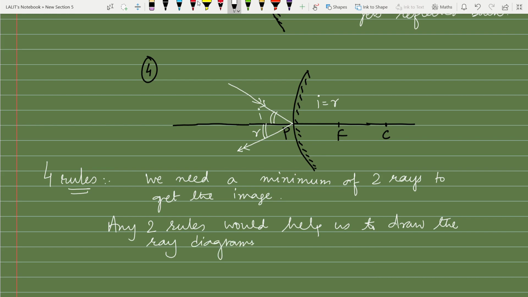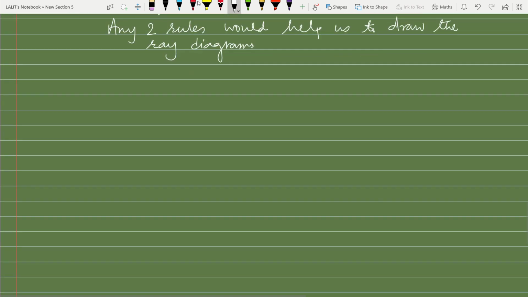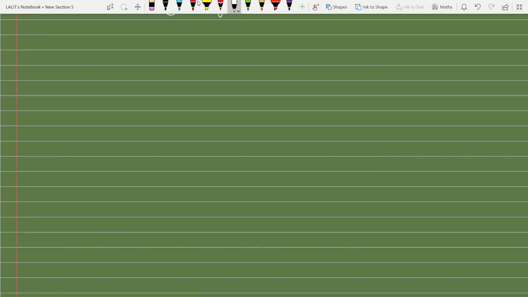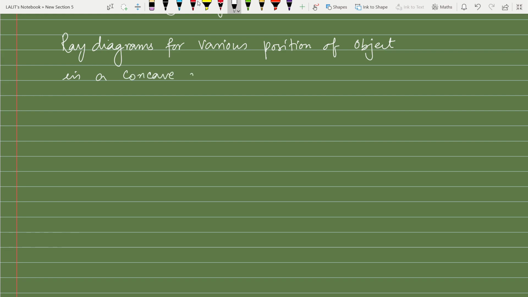Okay, so we will discuss the ray diagrams for various positions of object in case of concave mirror as well as convex mirrors. So ray diagrams now, for various positions of object in a concave mirror.